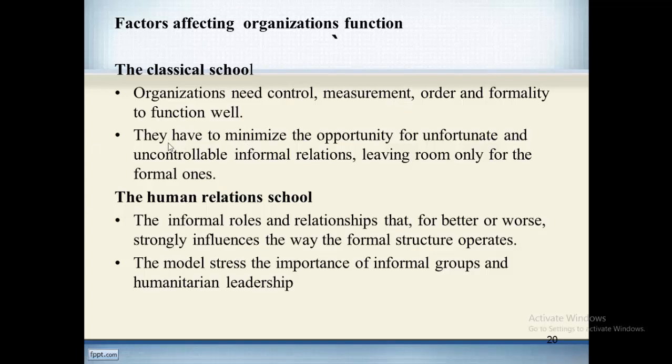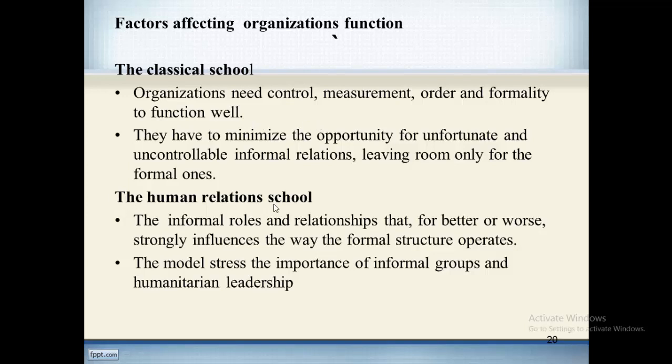The managers have to minimize the opportunity for unfortunate and uncontrollable informal relations, leaving room only for the formal ones. Means that the management should control the organization, keep proper order and a firm system in such a way that no unexpected, unwanted result may come.